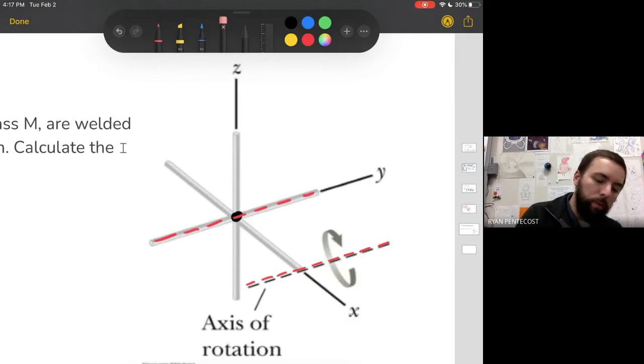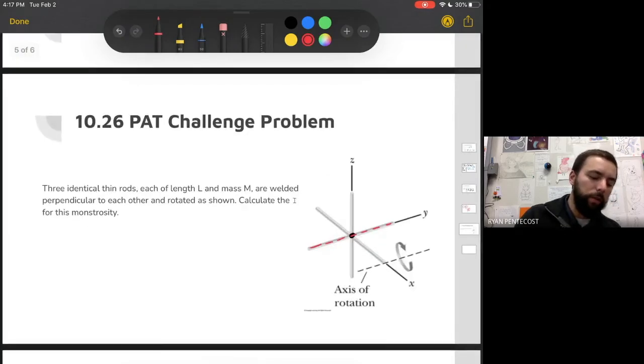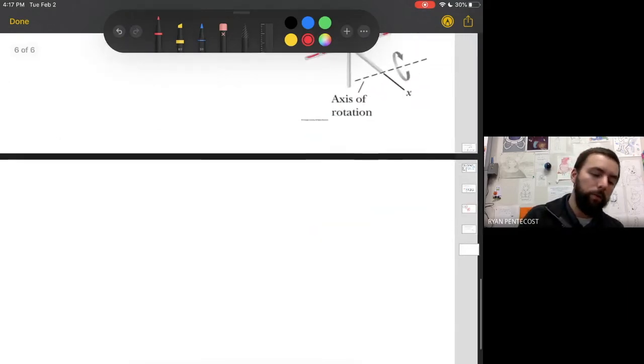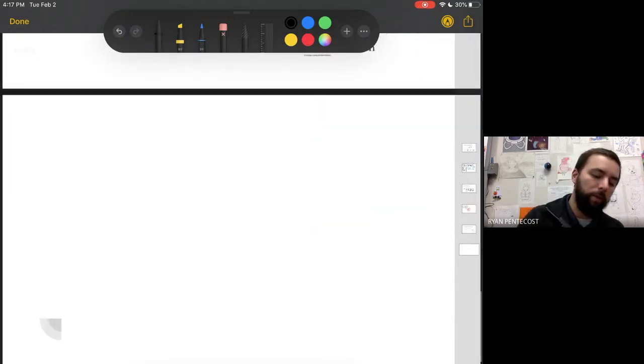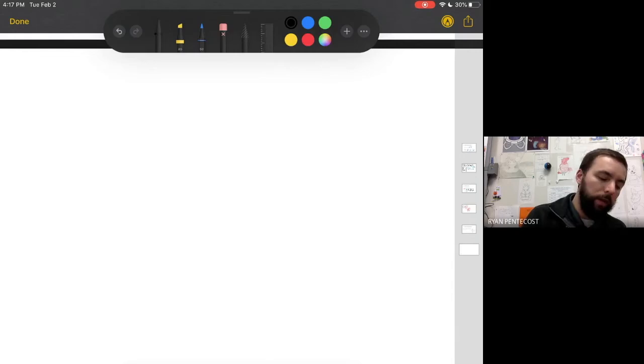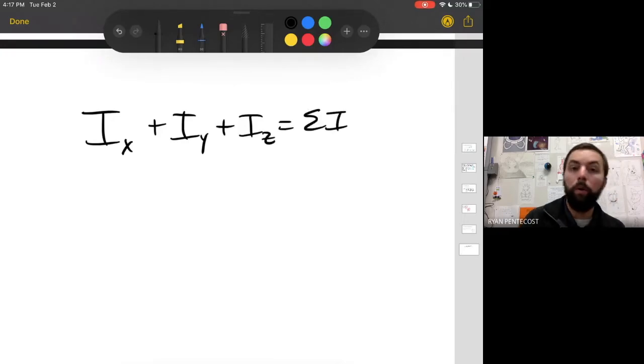Now it has been moved to this new axis of rotation. So how we're going to do this, okay? It says calculate the moment of inertia of this monstrosity. What we're going to do is make a table to keep track of all of our information. So the idea is that you've got I of the x rod plus I of the y rod plus I of the z rod. That'll give you the total moment of inertia of the system, right?